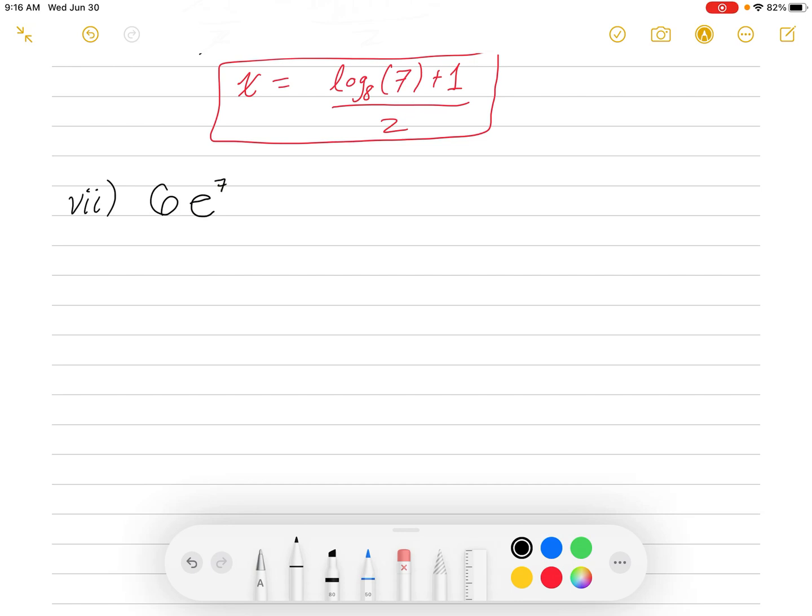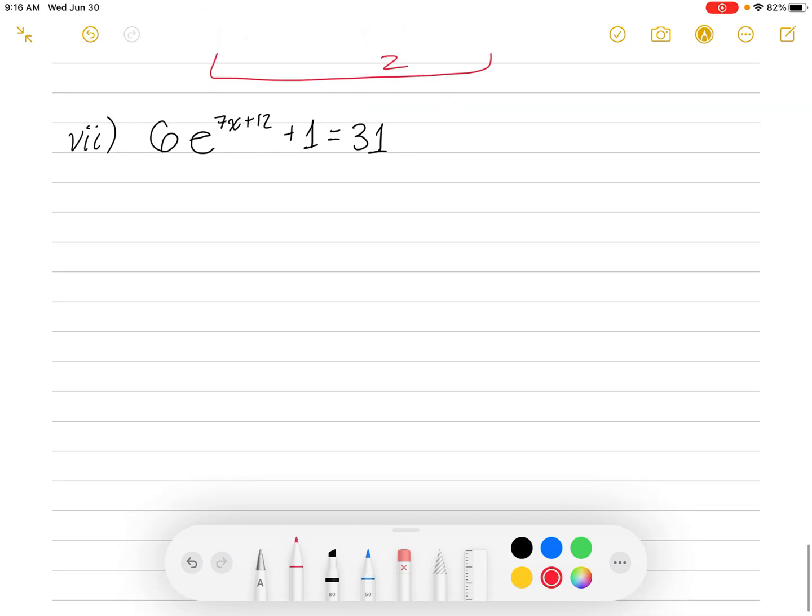Okay. Now let's see if we can do maybe a couple more. Do number 7. Let's say we have 7e to the 7x plus 12, plus 1 equals 31.